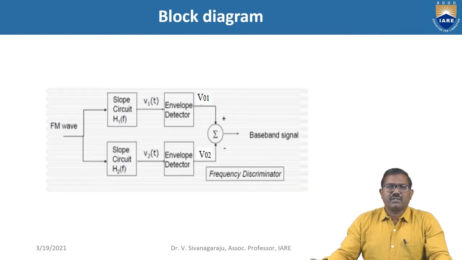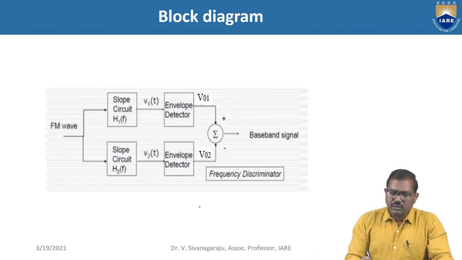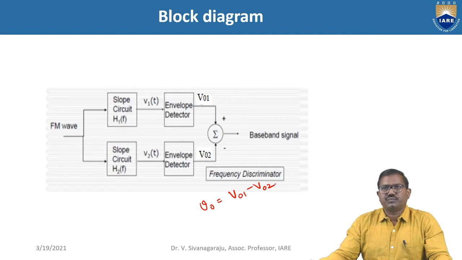So this is the block diagram for the frequency discriminator. Here we have two slope circuits and two envelope detectors, and finally a summation. So the output V0 is equal to V01 minus V02. So we get the output at this summer. This is the block diagram for the frequency discriminator, and now you can see the circuit diagram.